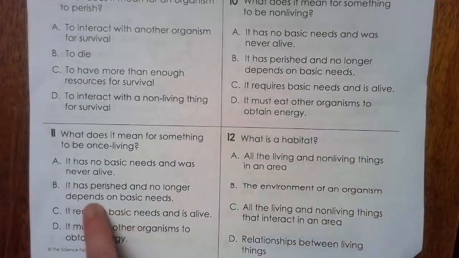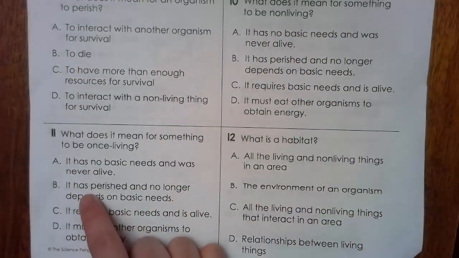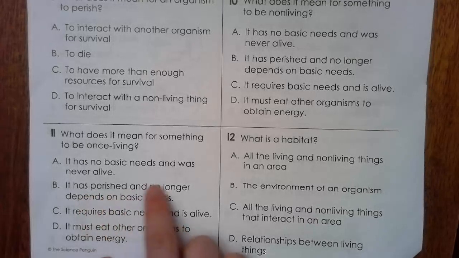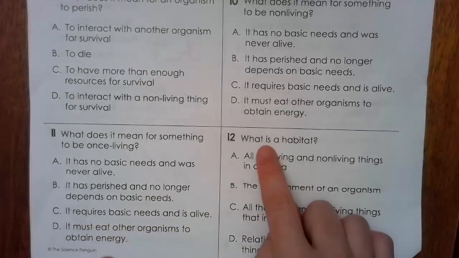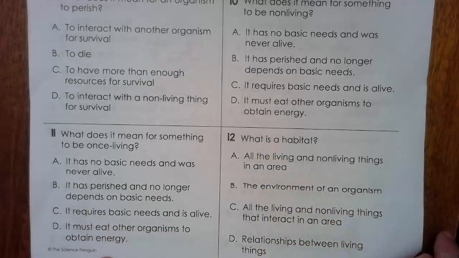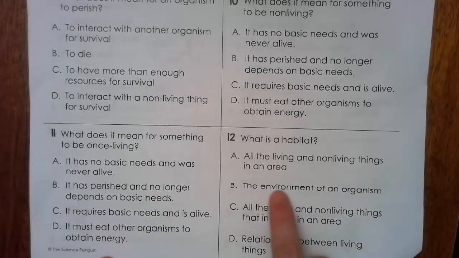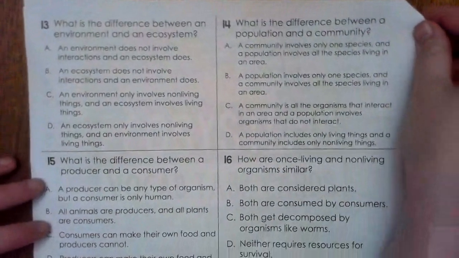Okay. This is going to be B. 11 is B. It has perished, so it died and no longer depends on basic needs. Number 12, what is a habitat? That is going to be the environment of an organism, where they live, including the living and non-living things in its environment.